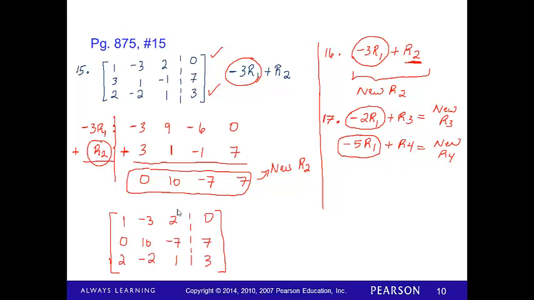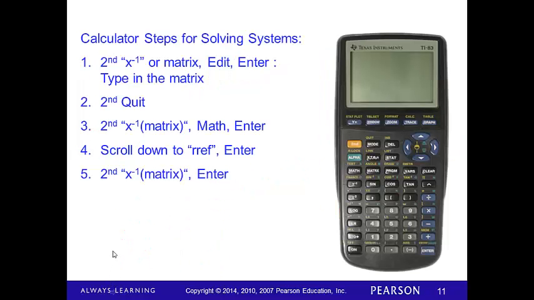Good. All right, let's keep going. Now, to solve our matrices or our systems of equations, we're going to start using our calculators.